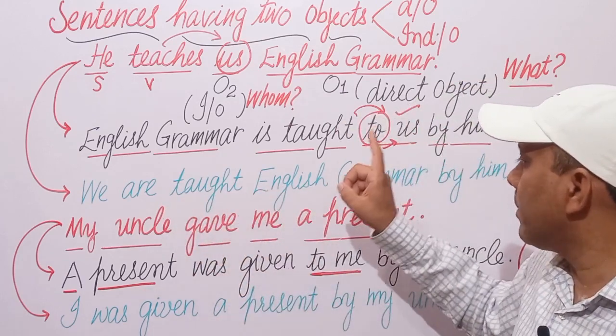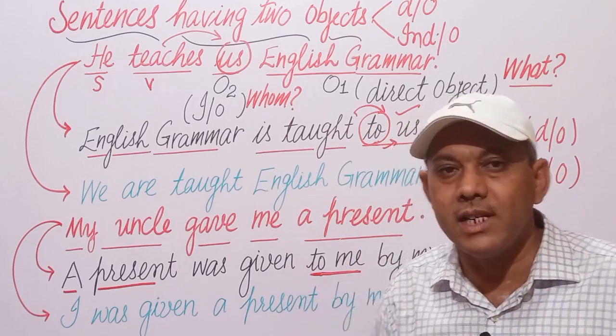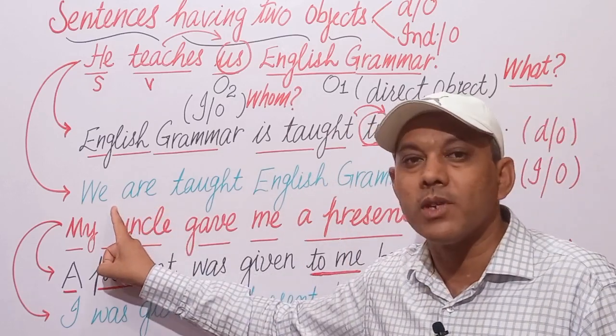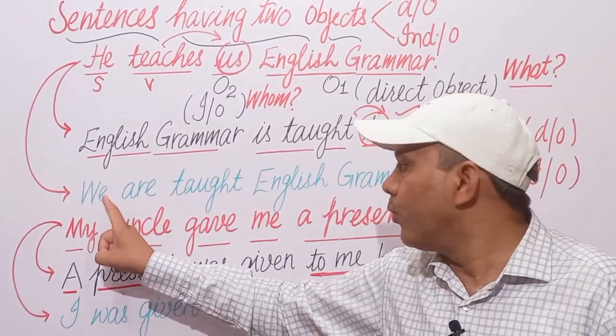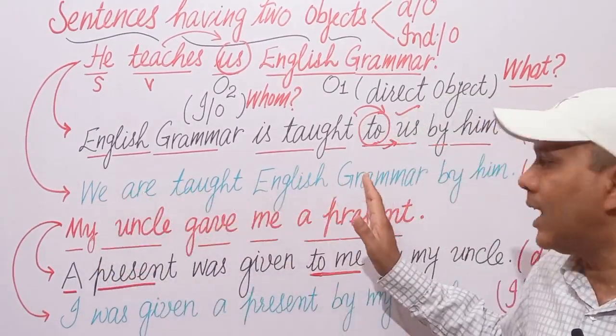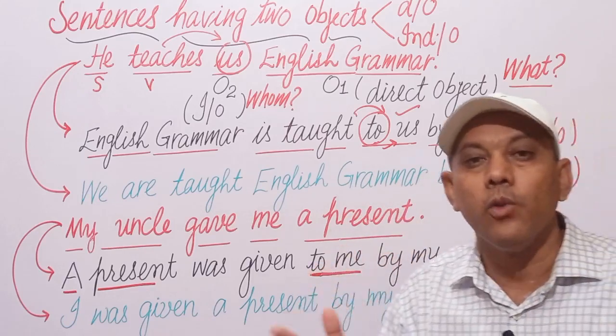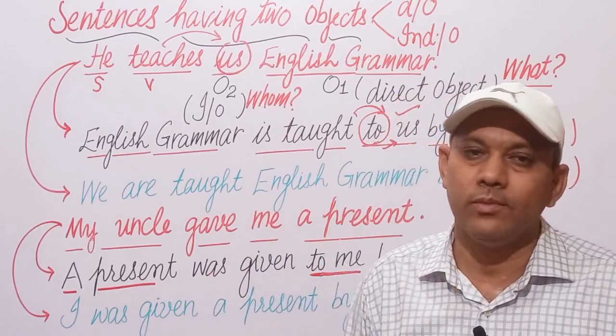If you are beginning the passive form of the sentence with an indirect object, always take its subjective form. We are taught English grammar by him. Here we need no to.